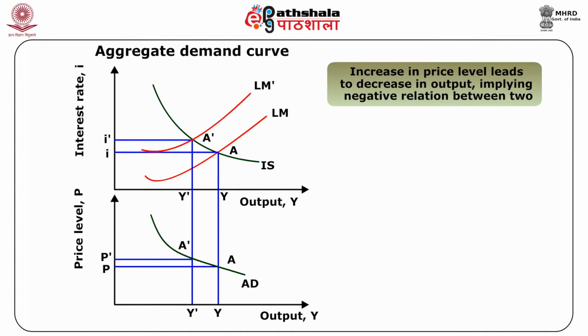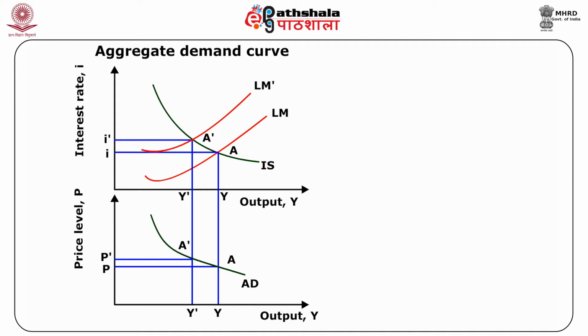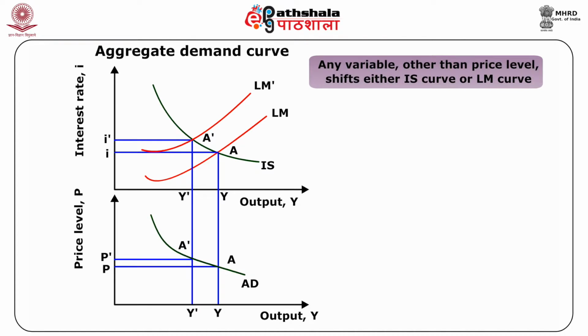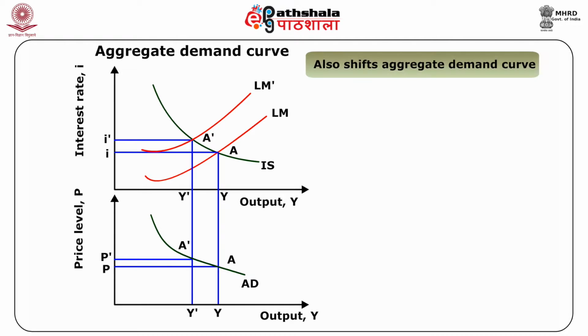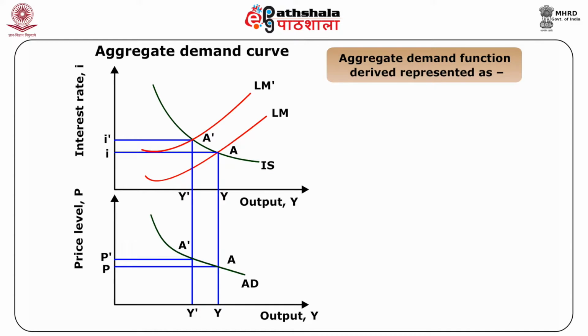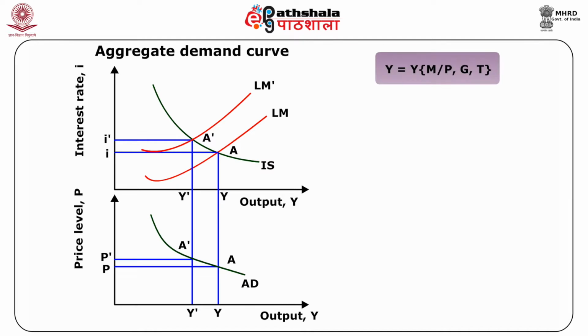So an increase in the price level leads to a decrease in the output, implying a negative relation between the two, as represented by the AD curve. Any variable other than the price level that shifts either the IS curve or the LM curve also shifts the aggregate demand curve. The aggregate demand function that we have just derived can be represented as Y = Y(M/P, G, T).